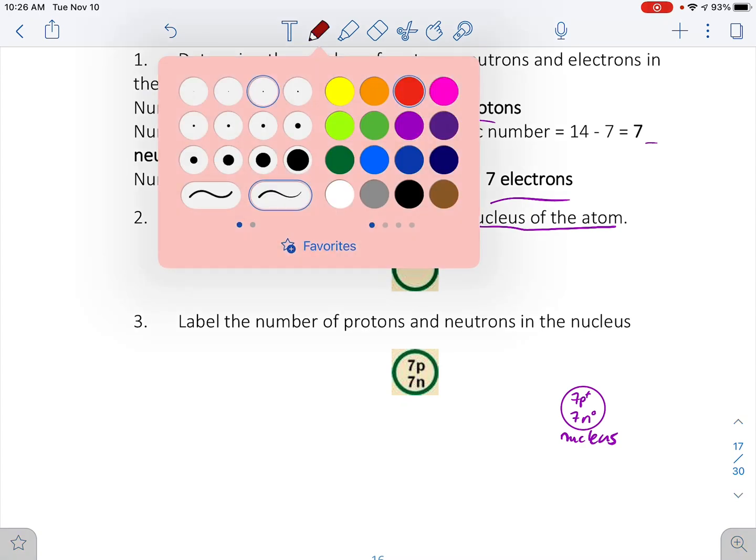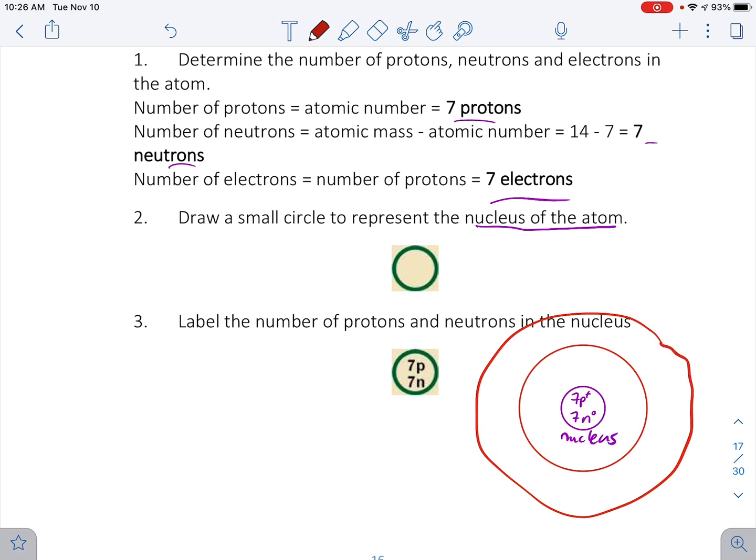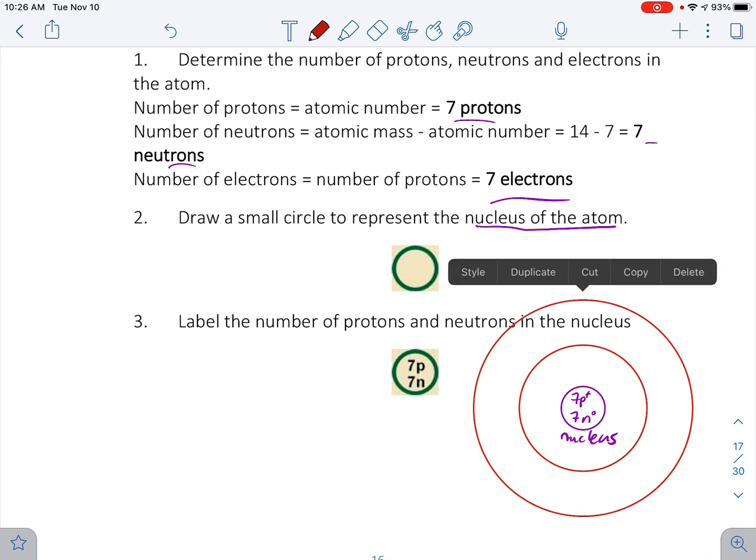And then after I've done that, I need to put the electrons. And the electrons are interesting because it's not just like 7 electrons. That's wrong. We have to organize the 7 electrons in a certain way. So Bohr determined that there were these things that he called shells. And the shells organize the electrons around the nucleus. And they organize them in a certain order, or a certain number of electrons at a time.